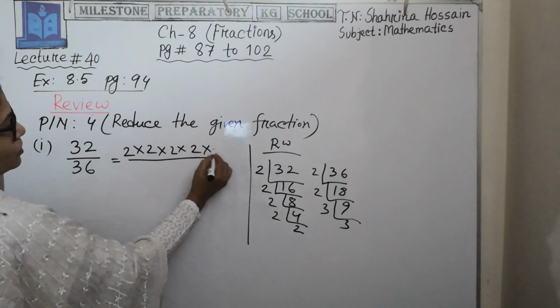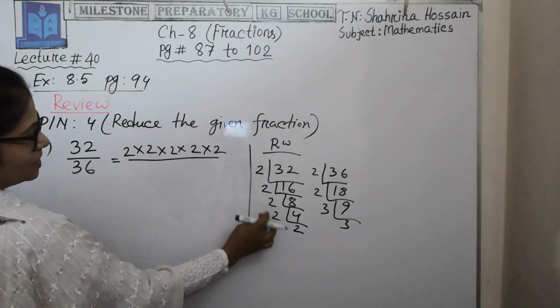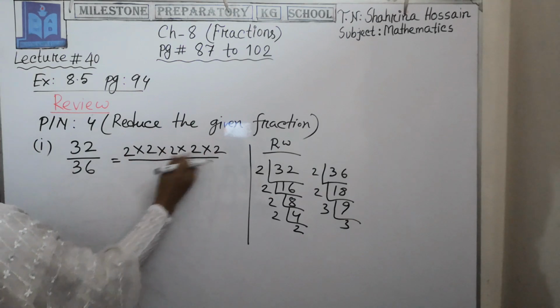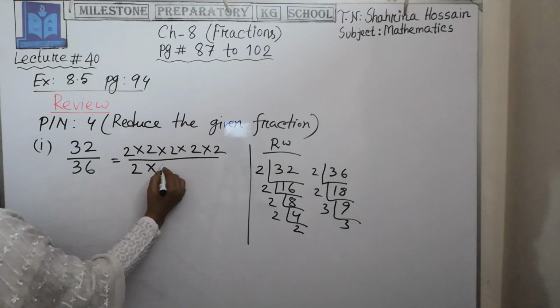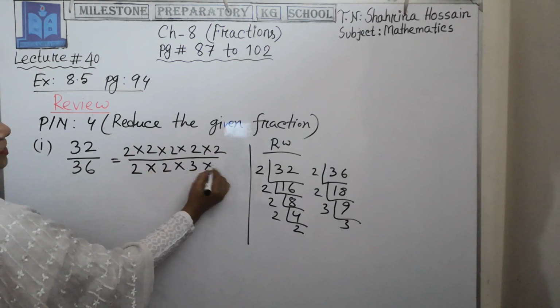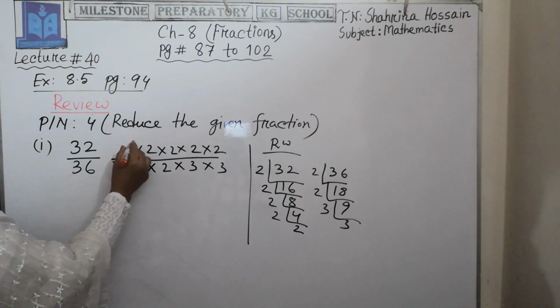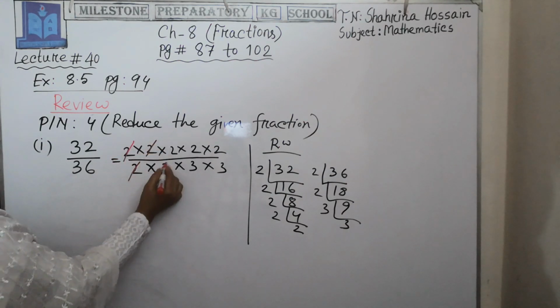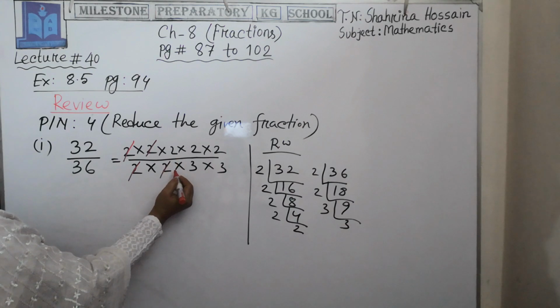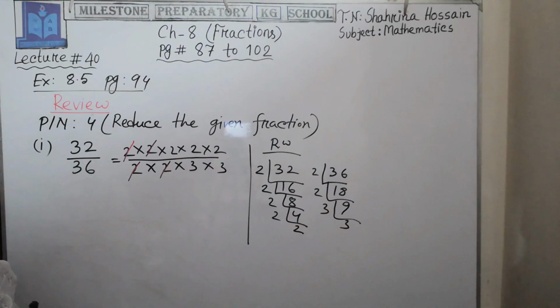That means 2 into 2 into 2 into 2 into 2, five 2s, and then 2 into 3 into 3. Now just see the board. We can cut which digits are matching. These digits we can cut: 2 and 2, 2 and 2. Here is no number we can cut.